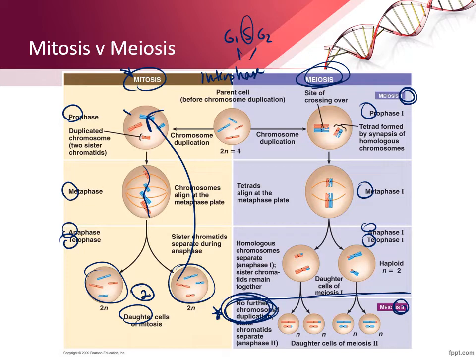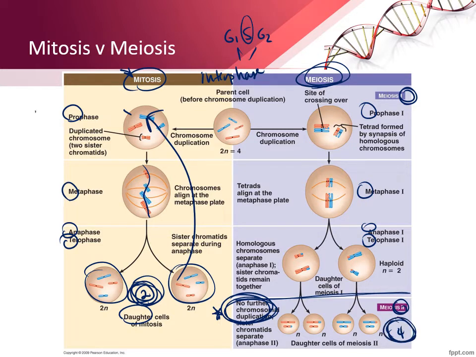We're going to separate the chromosomes one more time. And so we actually end up with, instead of two daughter cells, four, and each of them has half the number of chromosomes that the parent cell had. They're going to be genetically unique. They will be different from that parent cell. So we have two cells, we have four cells.